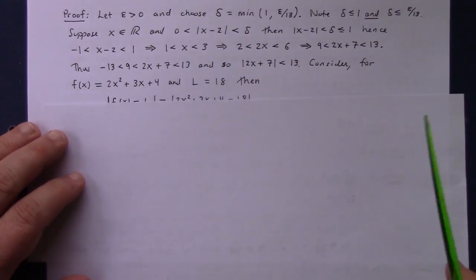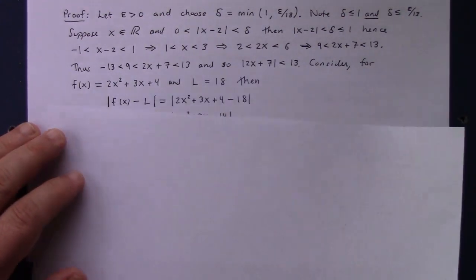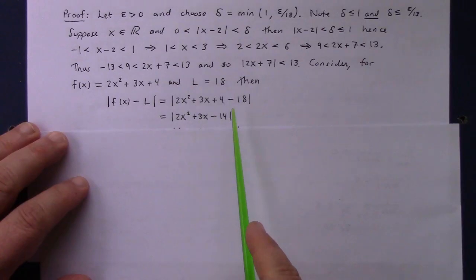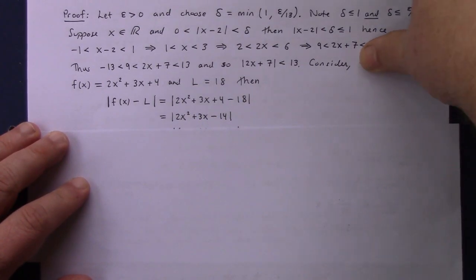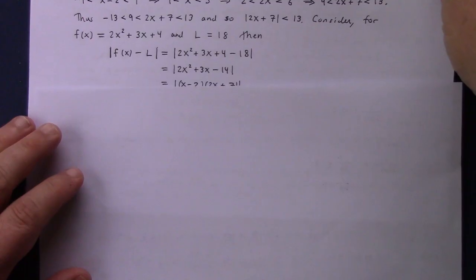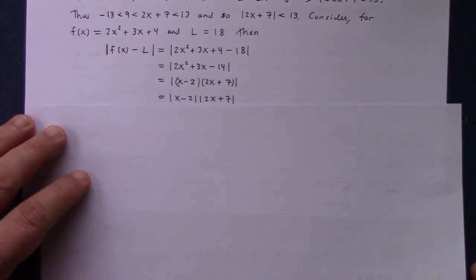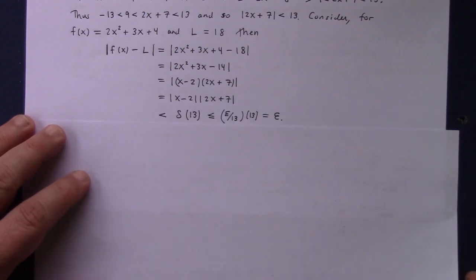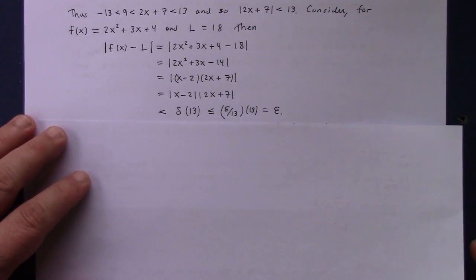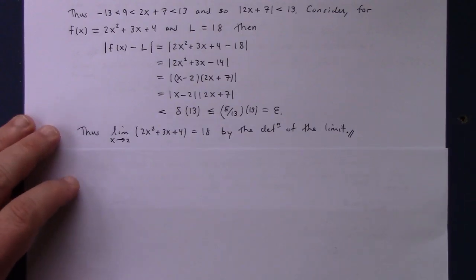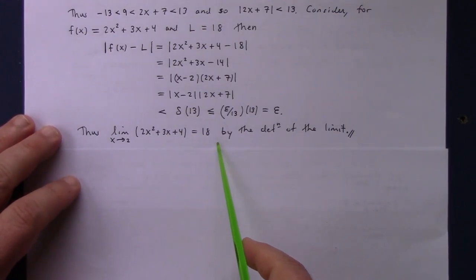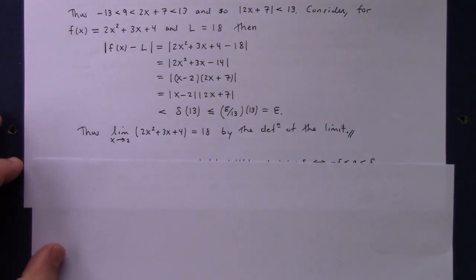Consider, for f of x equals to this and L equals to 18, we have that the absolute value of f of x minus L is equal to this minus this, which is 2x squared plus 3x minus 14, which factors, which by the property of absolute value is the absolute value of the product, which then, by our construction, is less than delta times 13, which is less than or equal to epsilon over 13 times 13, which is epsilon. Thus, the limit of 2x squared plus 3x plus 4 is equal to 18 by the definition of the limit. All right.